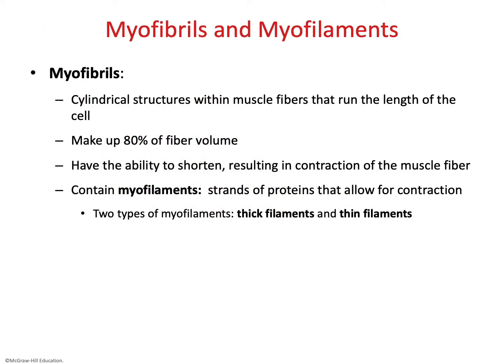So what specifically are these myofibrils? They are cylindrical structures within each muscle fiber cell that run the length of the cell. They have the ability to shorten, which will result in contraction of the muscle fiber, and they will contain myofilaments, which are strands of proteins that allow for contraction. There's two types of myofilaments, thick filaments and thin filaments. And you should know what another name for thick filaments and thin filaments are. And we'll show you this right now.